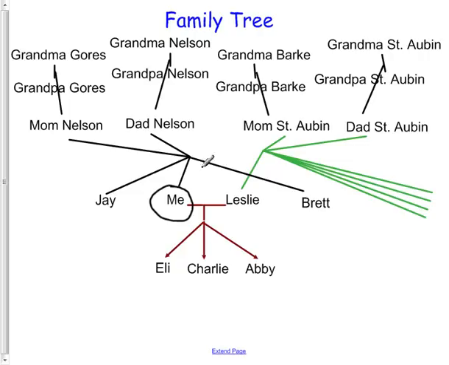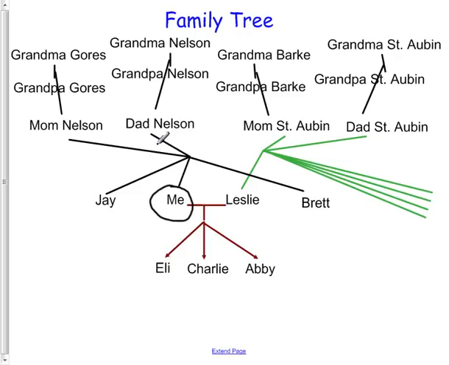And you can see from the lines here that the three of us kind of meet. And our parents, Mom Nelson and Dad Nelson, had we three boys. Okay? Leslie, my wife, her parents, Mom St. Aubin, Dad St. Aubin, they both had Leslie, and then I drew four more lines. They had four other children as well. So there were 5 St. Aubin children altogether. I just didn't write all their names over here.